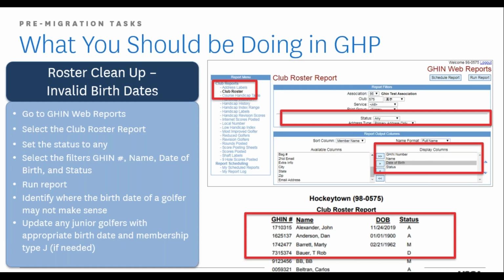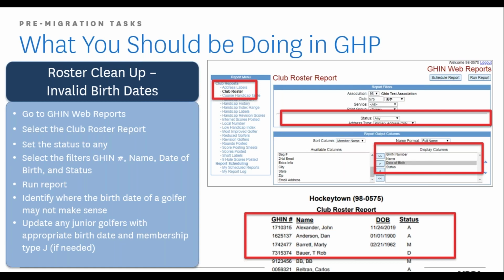So to check for any invalid birth dates, similar to what we did for the email address, we're going to ask you to log into GHP Club, go to your GHIN web reports, and then select the roster from the left-hand side. In the roster selection, you want to set up your parameters. Again, we would suggest changing the status to any. And then under the display columns, you want to have GHIN number, name, birth date, and then status. And then you can run that report.